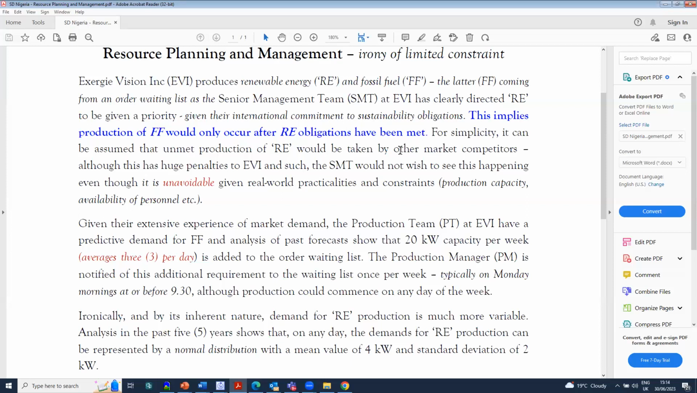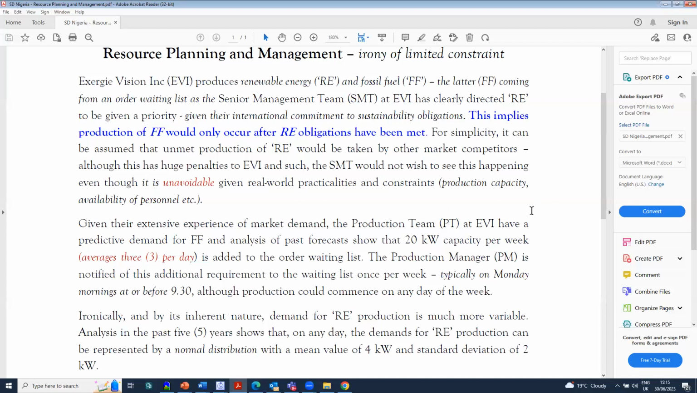So the question is, every time there is something into the production facility, remember our production facility is limited. Every time there is an order coming into the production facility, we must give priority to renewable energy because that is the international obligation.